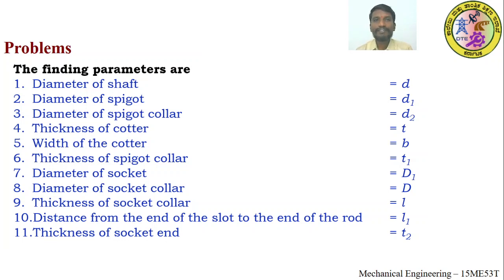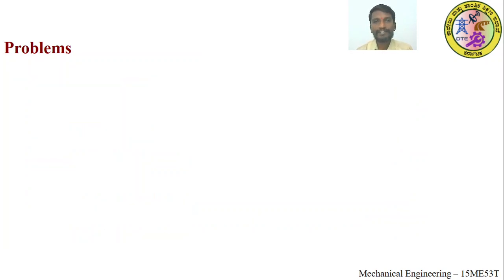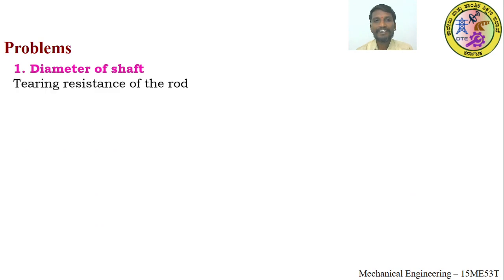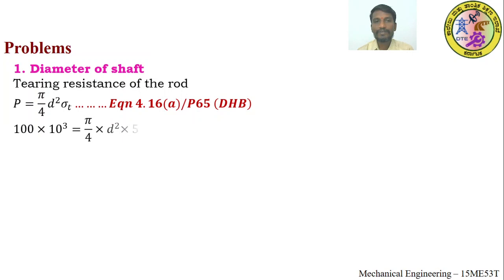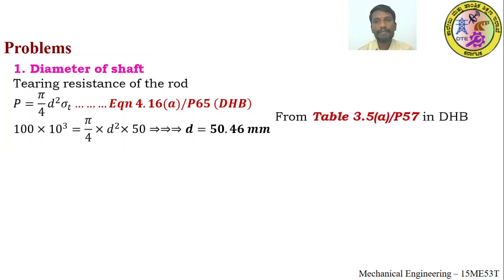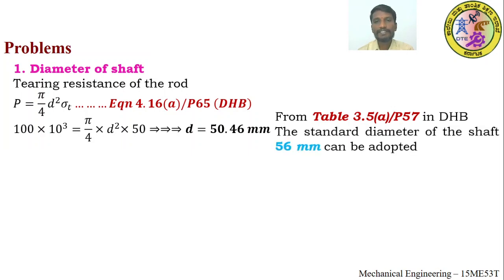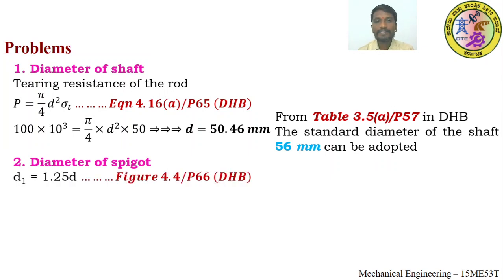Go for the first one, the diameter of the shaft. Considering tearing resistance, equation number 4.16a, page number 65, applying the values, you will get d is equal to 50.46 millimeter. But a standard diameter should be adopted here. From table 3.5a on page number 57, the standard diameter of the shaft that can be adopted is 56 millimeter.